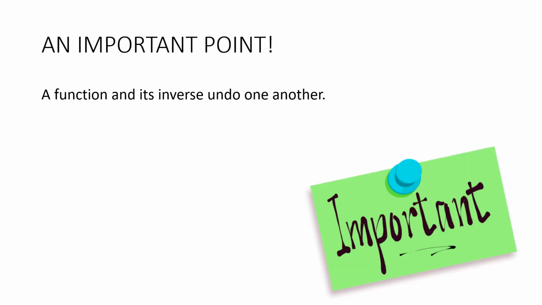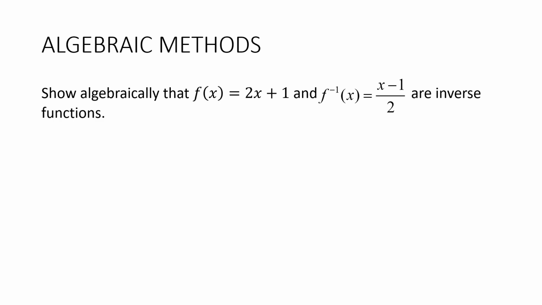So I mentioned before that a function and its inverse undo one another. So it stands to reason that f inverse of f of x will be equal to x. If I put x into the function and then I do the inverse function of that answer, I should end up where I started. This is also true. F of f inverse of x is equal to x. So let's check that out.